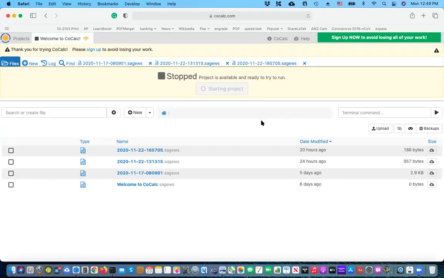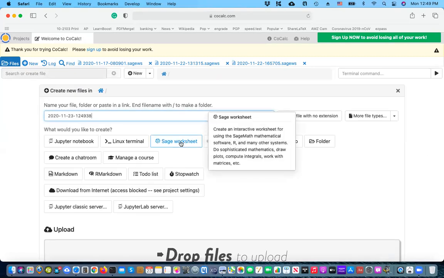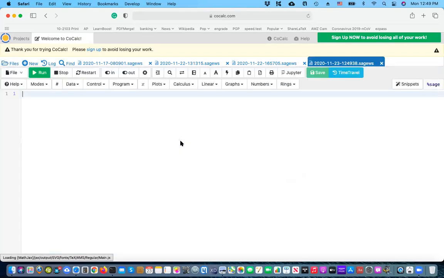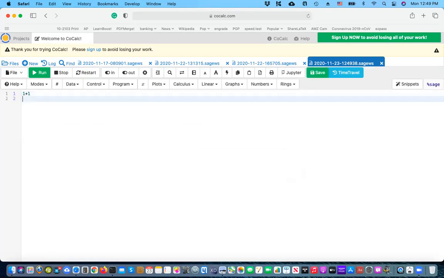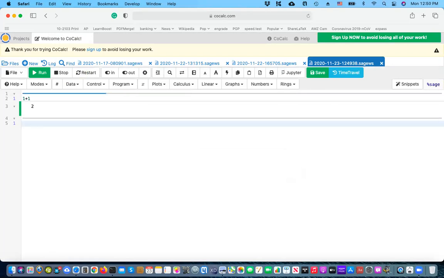What I want to do here is a new file. Whoops, sorry about that. And I want to make a Sage worksheet. Remember, you're going to type in commands like 1 + 1. If you hit the return key, nothing's going to happen. What do you have to do? Shift return for it to do something. If you don't want to install software, this will be the easiest way for you to do this.